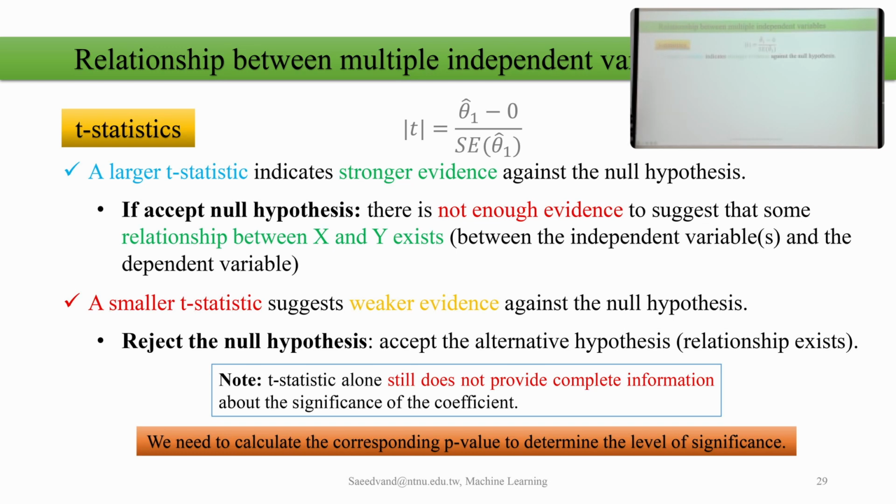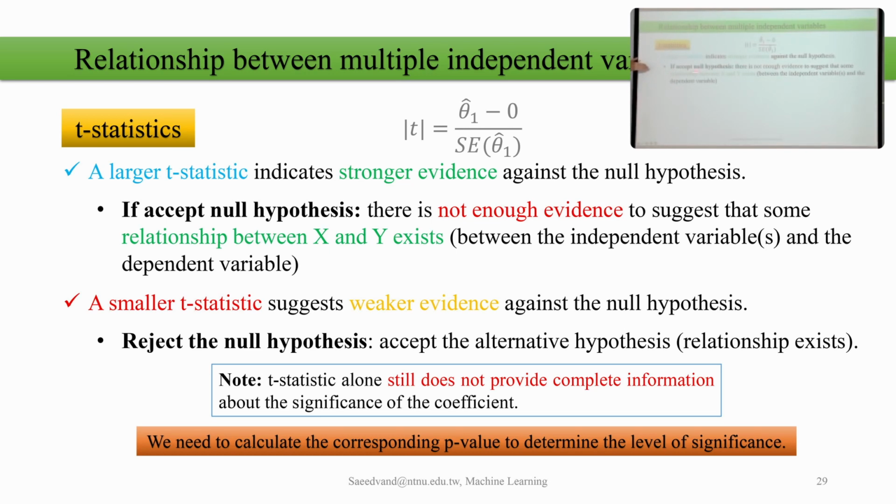Now we say, a larger T statistic indicates stronger evidence against the null hypothesis. Whatever this equation gives me, some values come out. If it's larger, then there is stronger evidence. So now we can tell whether to accept or reject the null hypothesis. We want to define now when we want to accept and when we want to reject.